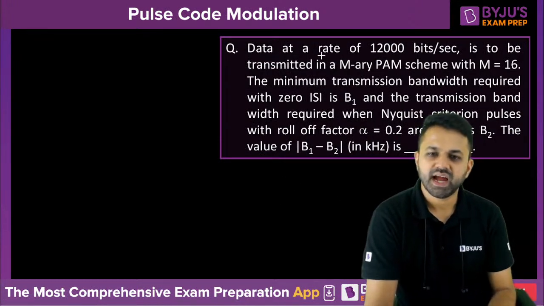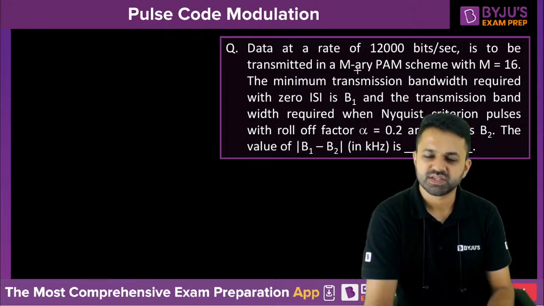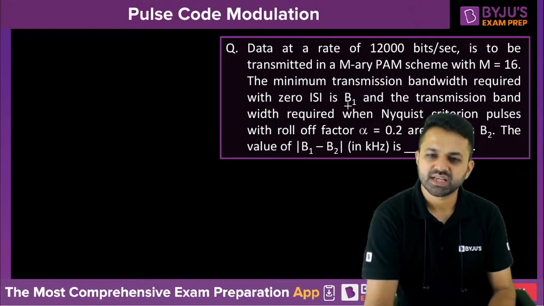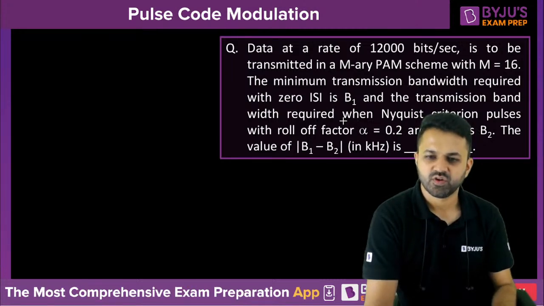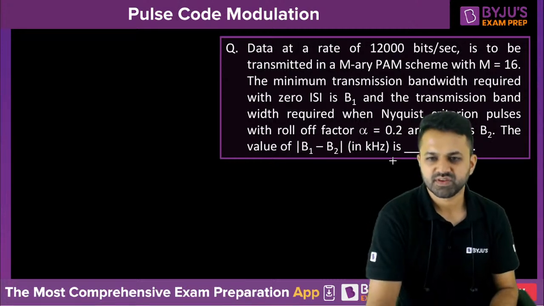Now, data at a rate of 12,000 bits per second is transmitted using an M-ary PAM scheme. The minimum transmission bandwidth with zero ISI is B1, and the transmission bandwidth required when the Nyquist criterion pulse is followed, that is alpha is equal to 0.2, is B2. Then what is the difference between the bandwidths?